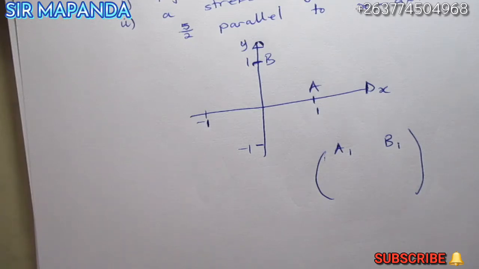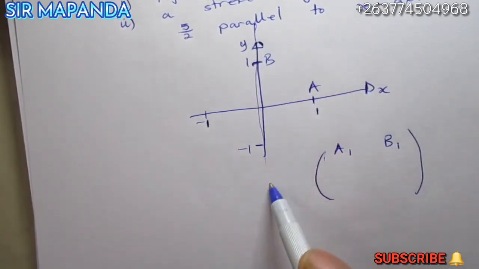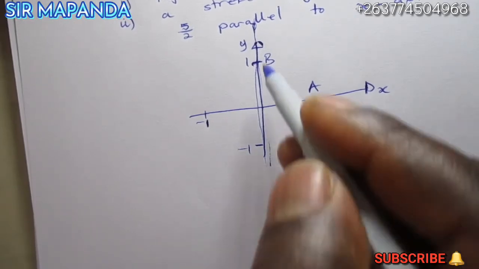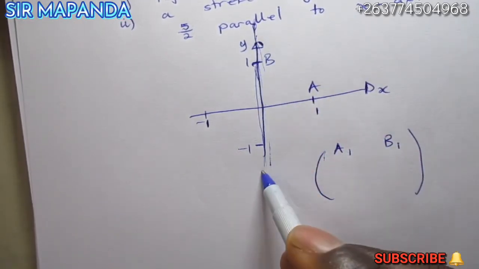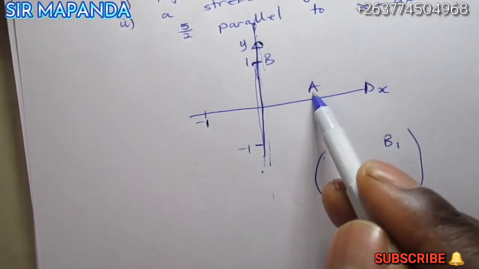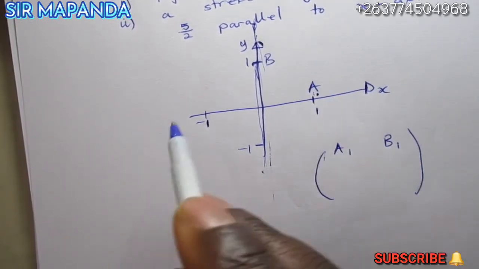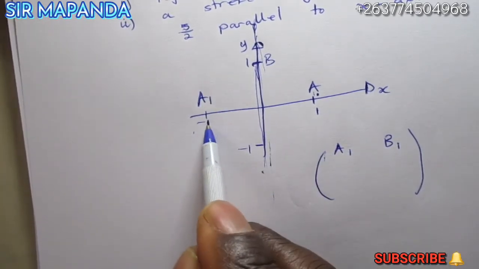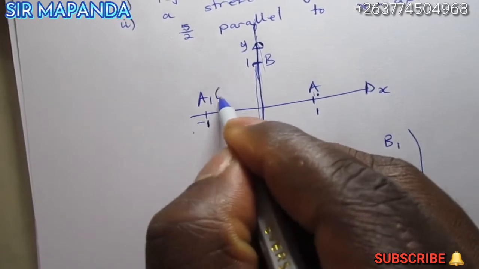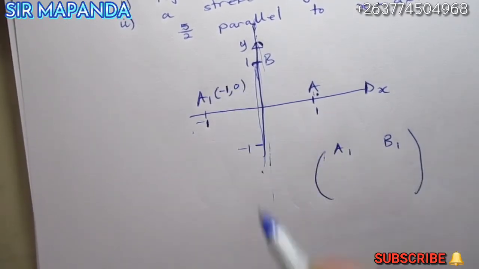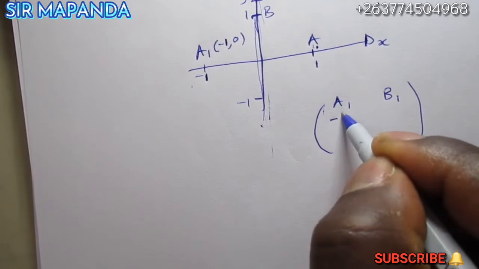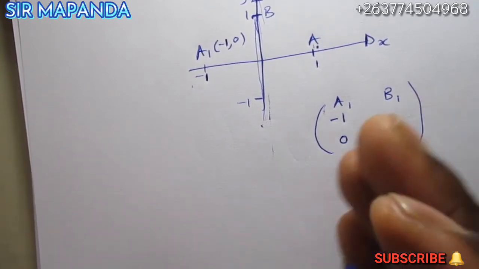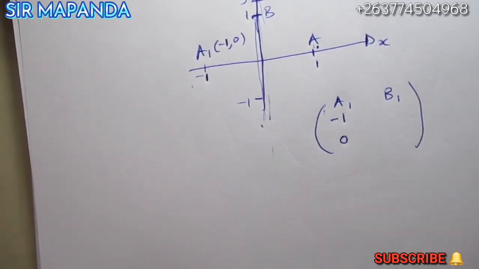Right. So the reflection is in the line y-axis, meaning to say this y-axis is going to act as our mirror line. I hope you are following. So if y-axis is going to act as our mirror line, it means if we reflect, A is going to appear on our left side. So A1 is going to be on minus 1. And this point is minus 1 for x and 0 for y. So you write minus 1 here and 0 in column. I hope you are following.